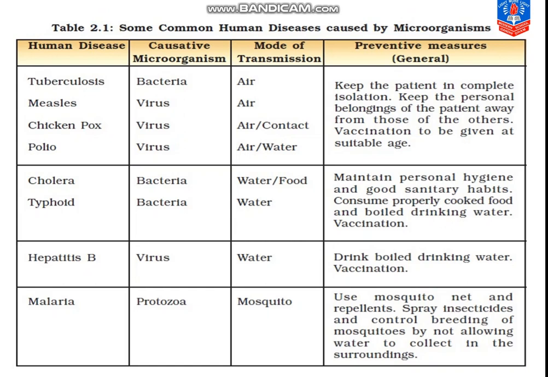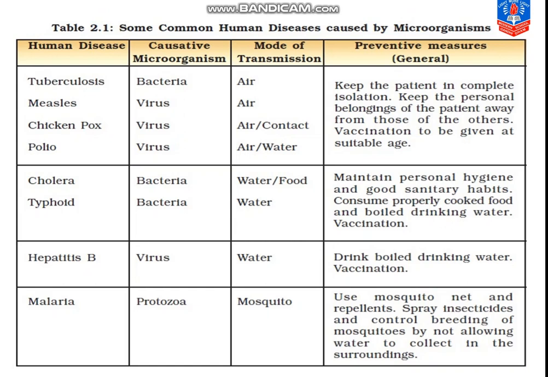Others से दूसरों के कांटेक्ट में उनके पर्सनल बिलोंगिंग्स को भी नहीं आने देना है. And vaccination should be given at a suitable age. जब बच्चों की एक सुटेबल एज होती है जो ईयर्स के लिए वैक्सीनेशन फिक्स है, उन्हें हमेशा टाइम पे वैक्सीन देने चाहिए.